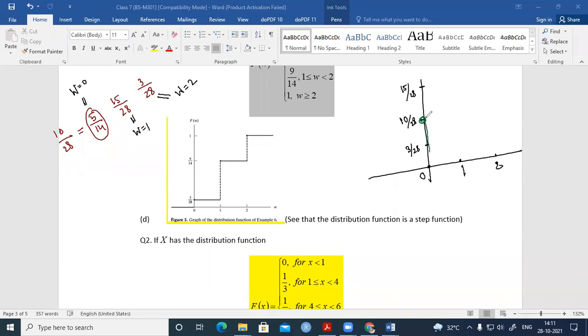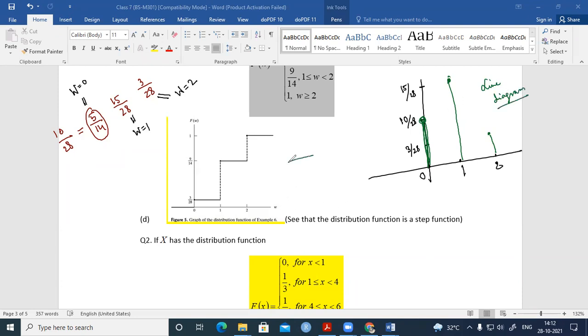So a straight line will be drawn like this, 10 by 28. At W equal to 1, we are going to get a value which is 15 by 28, so we'll put a point over here, and a straight line will be dropped like this. And at point 2, we'll put a point at 3 by 28, and drop a line like this. So you see, we have got 3 vertical bars, a kind of vertical bar diagram. You can say this is a line diagram.